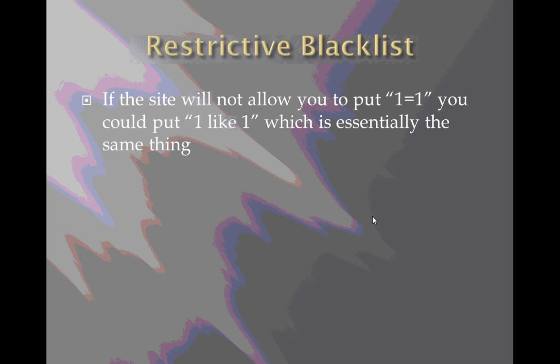So then we move on to restrictive blacklists. If the site will not allow you to put 1 equals 1, then you can simply put 1 like 1, which is going to be the same thing. So little things like this can really dig you out of a hole.